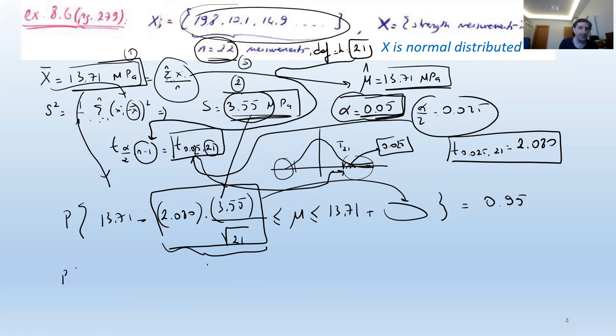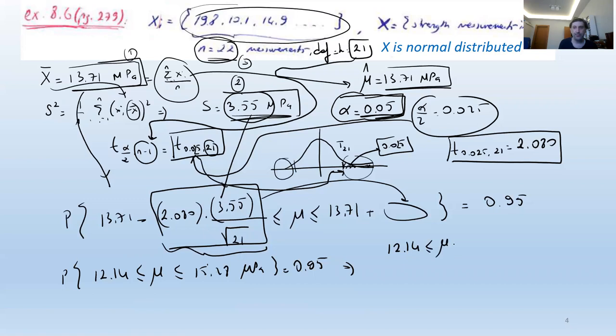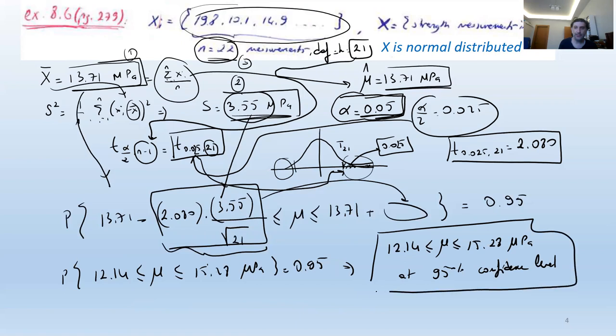Then when you do the calculation, the result is going to be 12.14 smaller equal mu, smaller equal 15.28 megapascal with a probability of 95. So the result can be presented in this fashion. Mu is going to be between those two upper and lower values at 95% confidence level. So this is going to be our result.